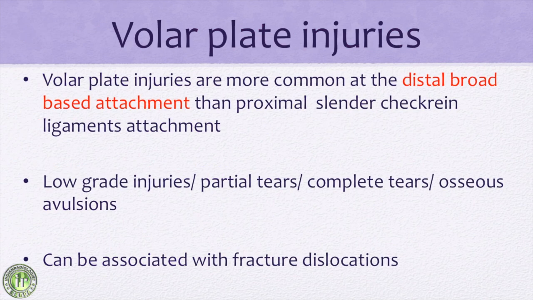Next, we come to volar plate injuries. The volar plate injuries are more common at the distal broad base attachment of the plate. The proximal attachment is by the slender check rein ligaments, and injury of the proximal attachment is less common. Again, you can grade the injuries into low grade injuries, partial tear, complete tear, and another thing is osseous avulsions. An important thing to keep in mind is volar plate injuries can be associated with fracture dislocations, and most commonly they involve the proximal interphalangeal joint.